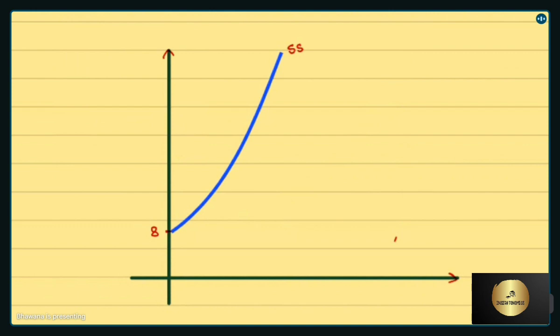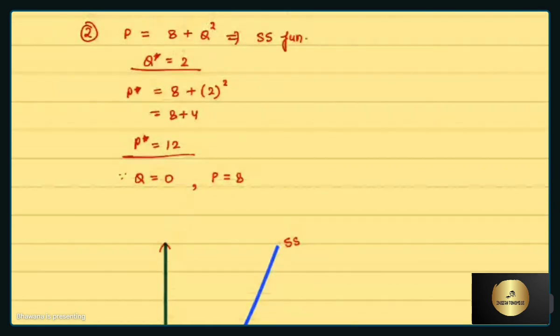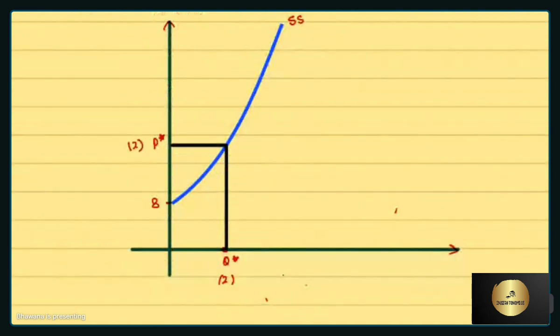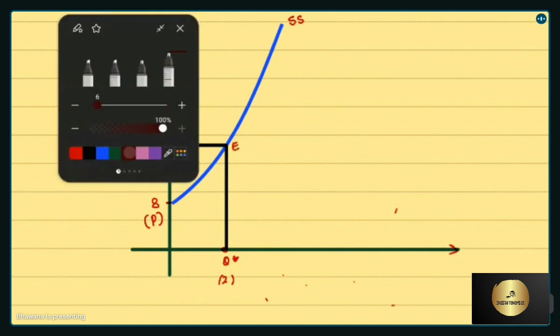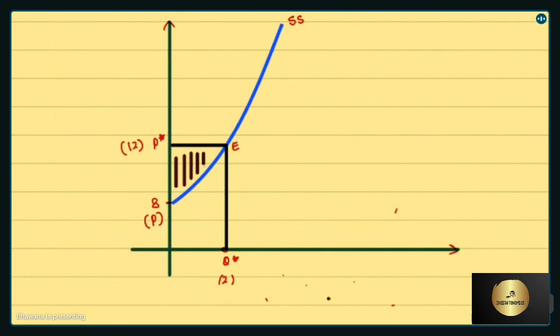So your Q star is 2. Let's say this is your Q star, which is given as 2. So what will be the price at this Q star? Your price equals this P star, which is equal to 12. This 8 is your P. So again, this particular triangle represents the producer surplus.